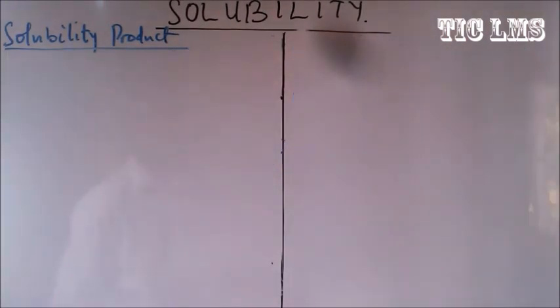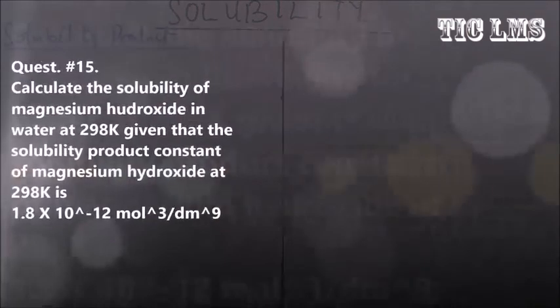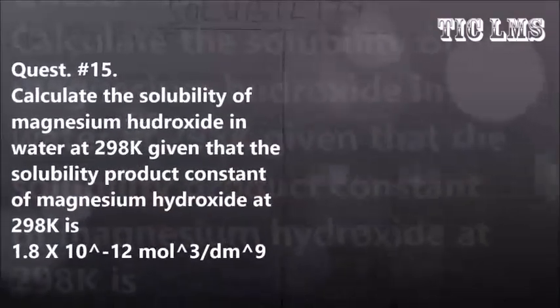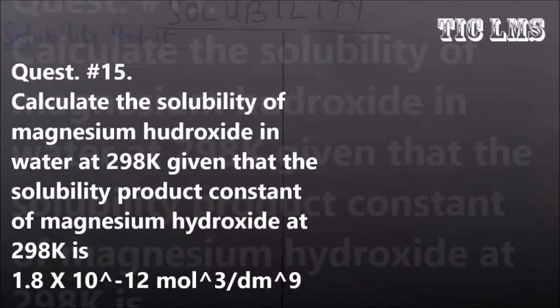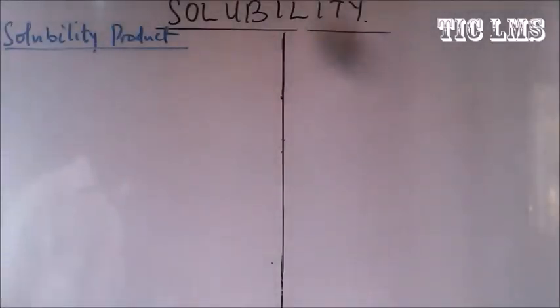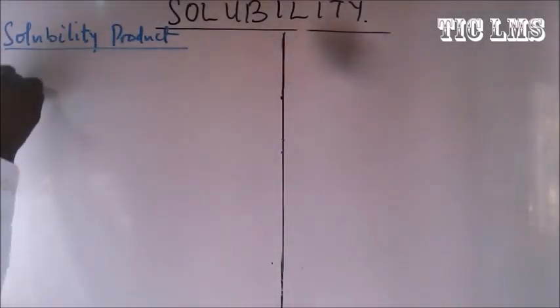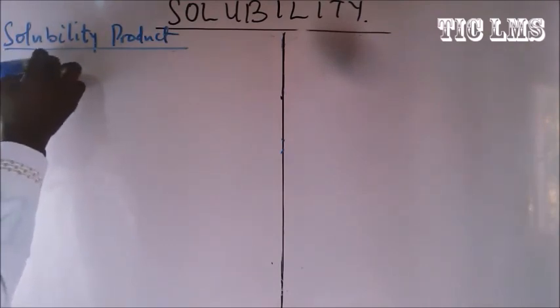Next question says, calculate the solubility of magnesium hydroxide in water at 298 Kelvin, given that the solubility product constant of magnesium hydroxide at 298 Kelvin is 1.8 times 10 to the power of minus 12 mole cubed per dm to the power 9. Now we have magnesium hydroxide. We have to calculate the solubility.